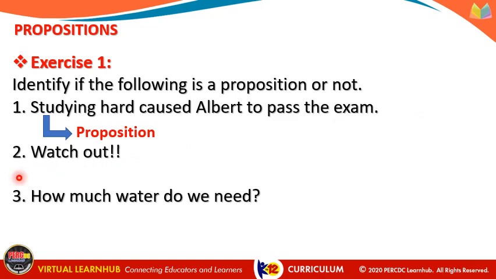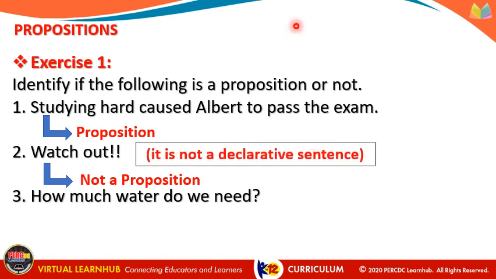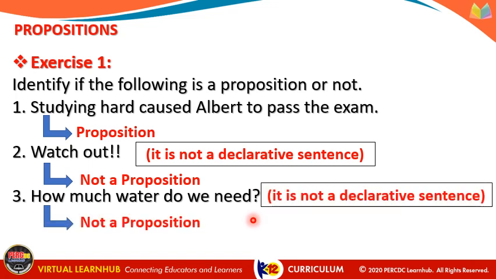What about the second one? Watch out. Now, this is not a proposition. Why? This is not a declarative sentence. It is in fact an exclamatory sentence. Third one, how much water do we need? Also, this is not a proposition. Once again, because this is not a declarative sentence. Specifically, this is an interrogative sentence.